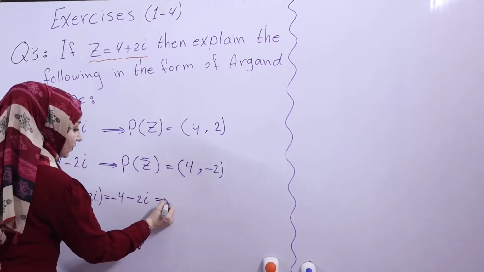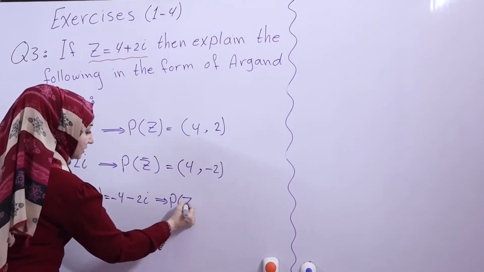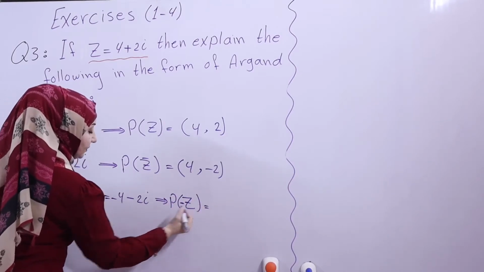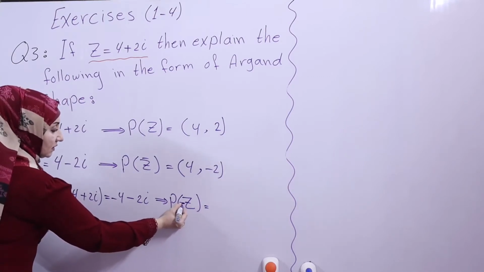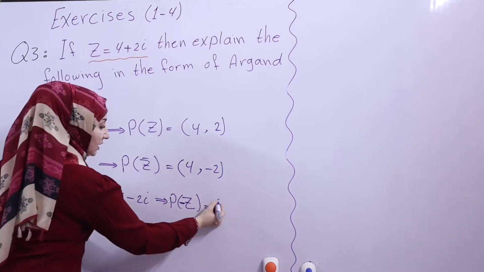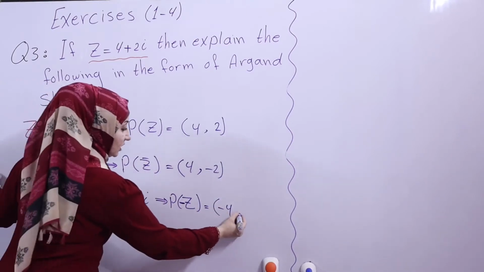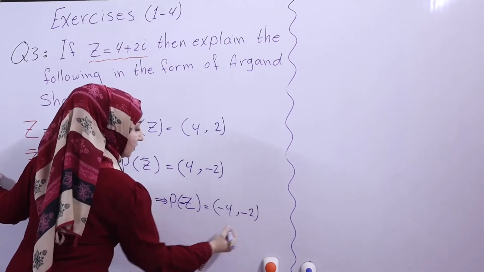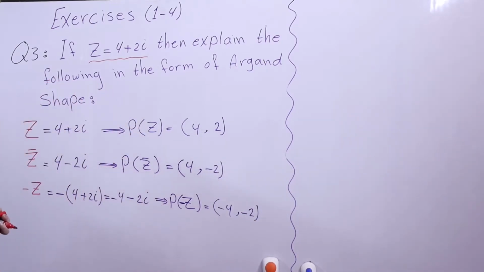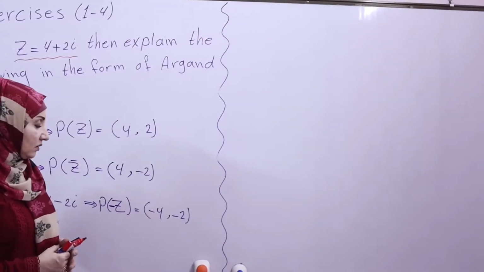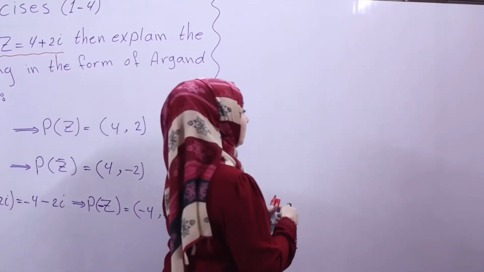That means the point which represents negative z will be the additive inverse for z. The real part will be the x coordinate and the imaginary part will be the y coordinate. So we have three ordered pairs which represent the complex numbers z, the conjugate of z, and negative z. We can represent them in the coordinate plane.